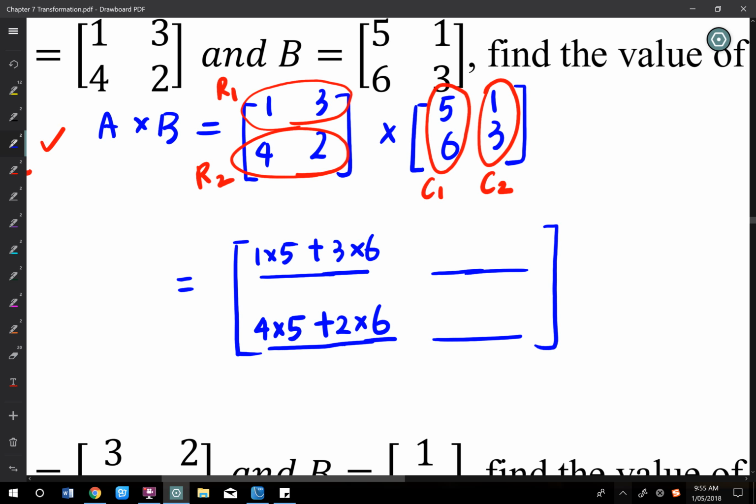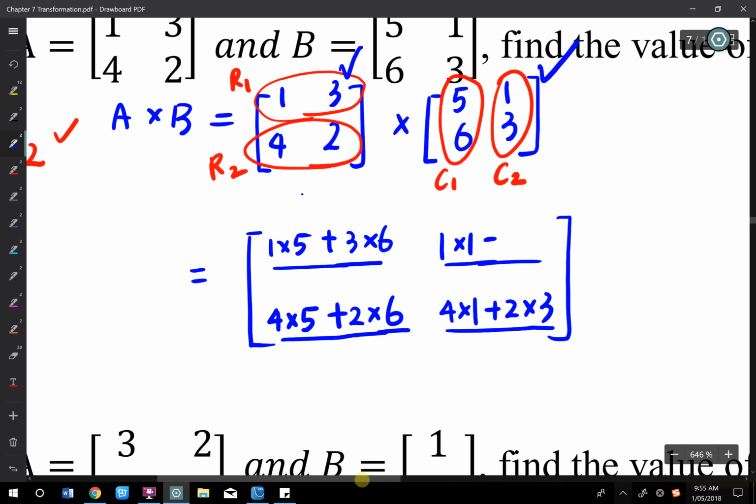Well, if I want to use row 2 and column 2 to meet, okay, row 2, column 2 to meet, answer will be here. So row 2, column 2, 4 times 1 plus 2 times 3. Okay, first number times first, second number times second. And the only thing we haven't done is row 1, column 2. So use row 1 and column 2 to meet. So we have 1 times 1 plus 3 times 3. Okay, first number times first, second number times second. If you have a third number, third times third.